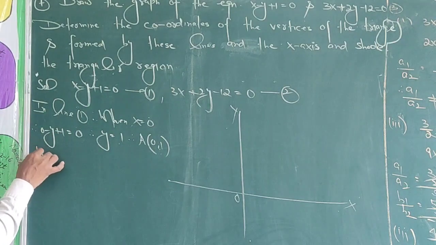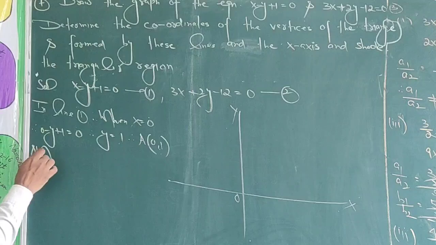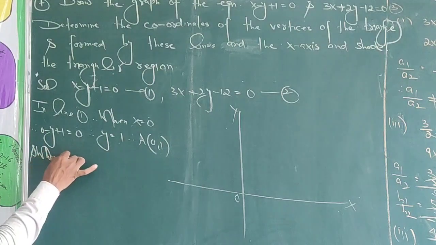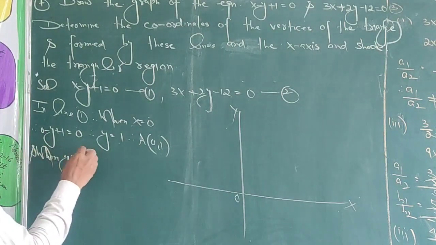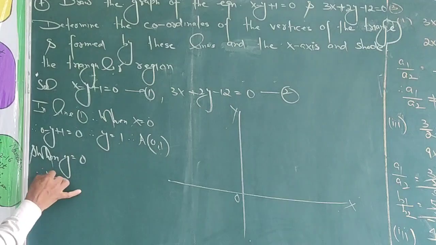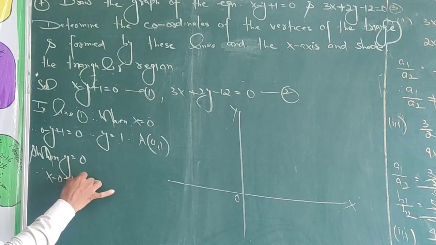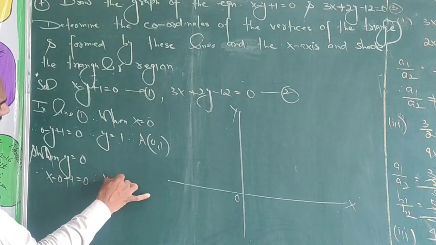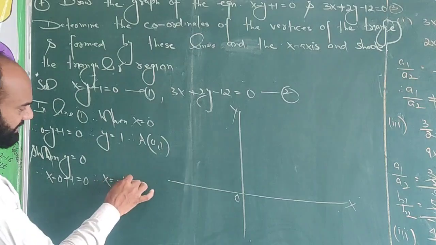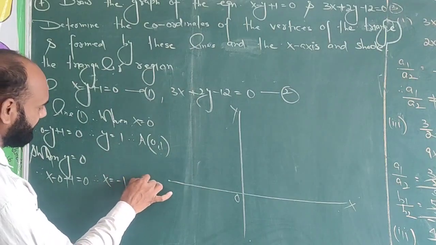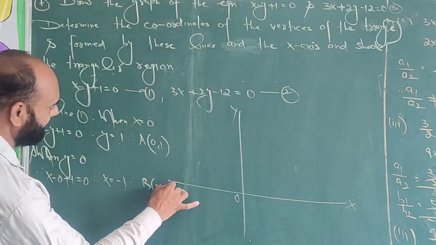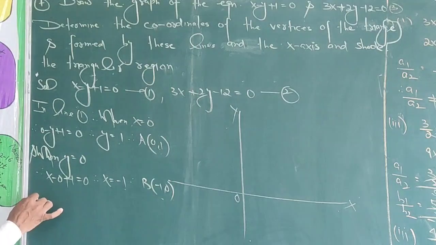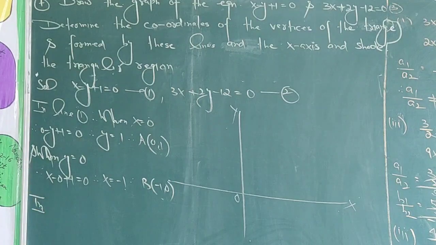Now when y equal to 0, therefore x minus 0 plus 1 equal to 0. So x equal to minus 1. So the second point is minus 1, 0. Now we want to find the points of line second.